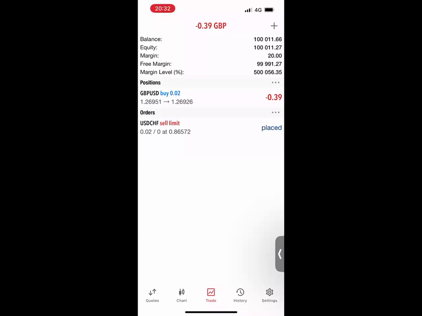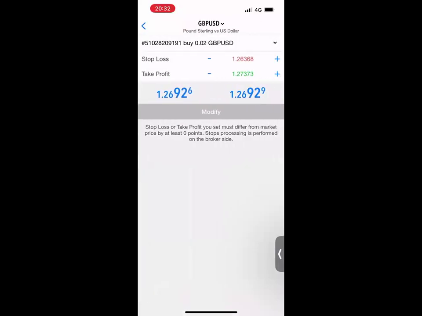So modify. Okay, so your stop loss is what? 1.26368. We want to break even. Guys, remember that you only break even when your trade has done 10+ pips or 20+ pips. I already gave you a hack of how to know. If you are trading with 0.01, if your trade has done $1 plus, it has done 10+ pips. But here we have 0.02, so 10+ pips is $2+.